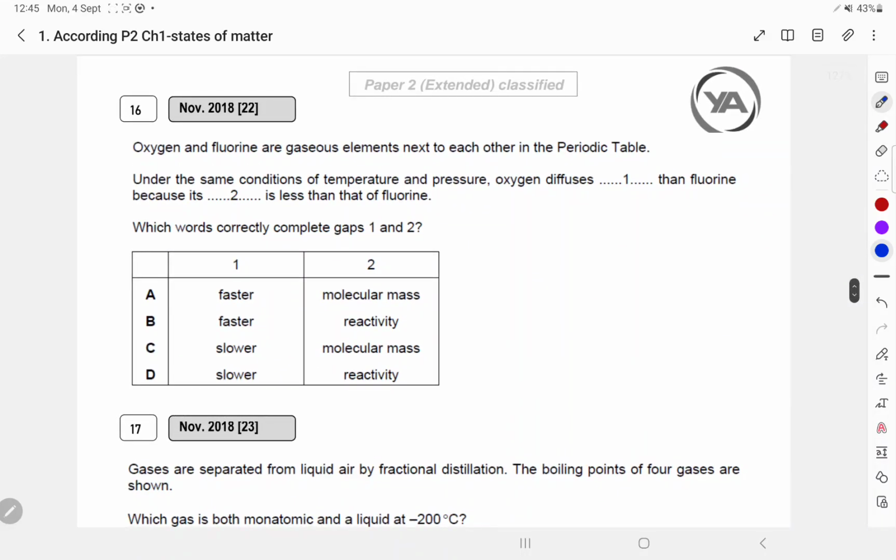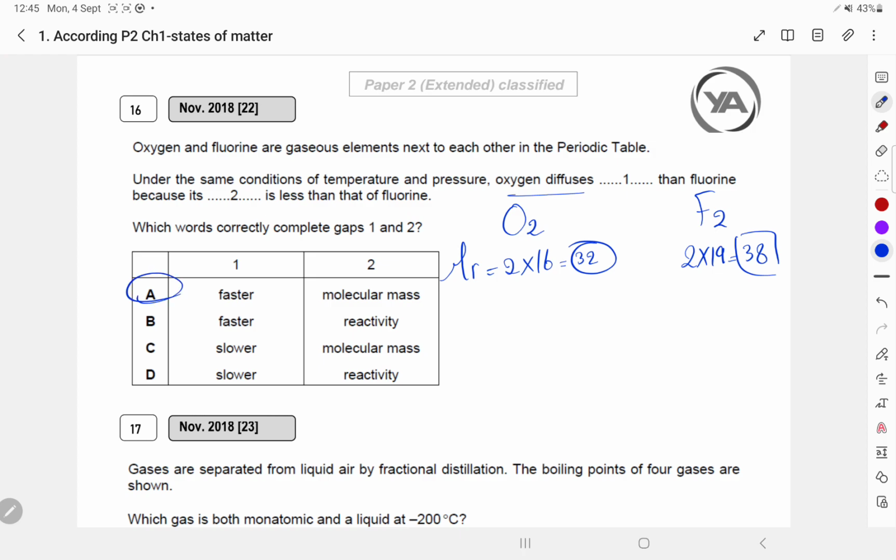Oxygen and fluorine are gas elements next to each other in the periodic table under the same conditions of temperature and pressure. Oxygen, O2, 2 multiplied by 16, which is 32, is its MR. And fluorine, F2, its MR is 2 multiplied by 19, which is 38. So which one? Oxygen will diffuse faster because it has smaller relative molecular mass. So its molecular mass is less than that of fluorine.